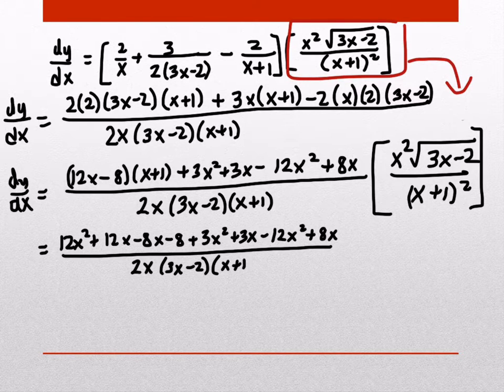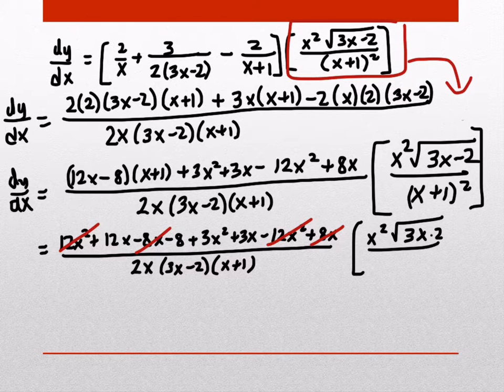Okay, clean up. The 12x squareds go away. The negative 8x squared and the positive 8x here go away. What else do we have on the top now? All right, we've got a 3x squared. What else? 12x and a 3x in the bottom. So that's going to give me a 12x squared, right? I'm sorry, 3x squared. And then I have the 12x and the 3x, so we have 15x.